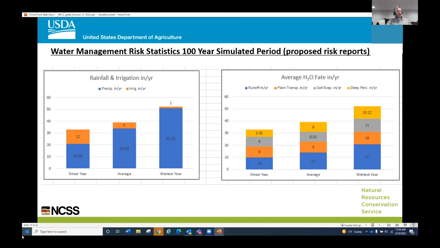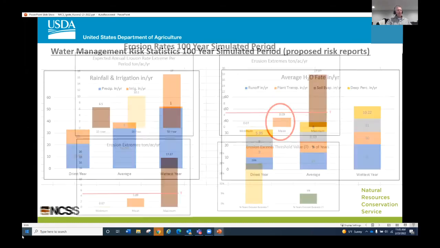So again, how much rainfall. Also, what happens to the fate of our water, from deep percolation to soil evaporation to plant transpiration and runoff in that driest year versus the wettest year versus average. So again, we can see how effective our systems are in those wet and dry years.